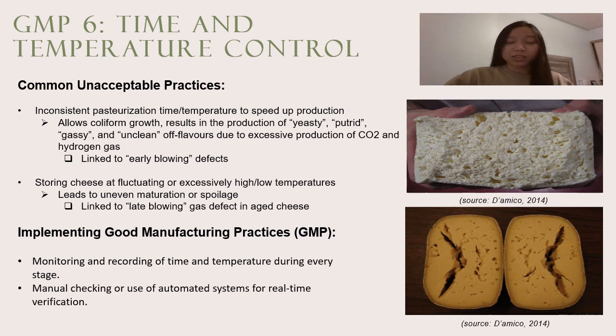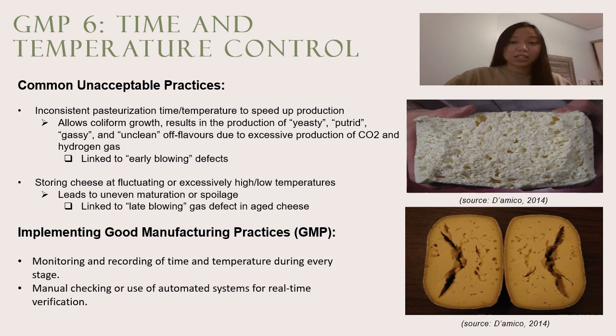So, how can we prevent these issues and ensure the quality and safety of the cheese? The answer lies in implementing good manufacturing practices, or GMP. To maintain proper time and temperature control, we must monitor and record the time and temperature at every stage of cheese production. This helps us track whether the cheese is being processed correctly and safely.